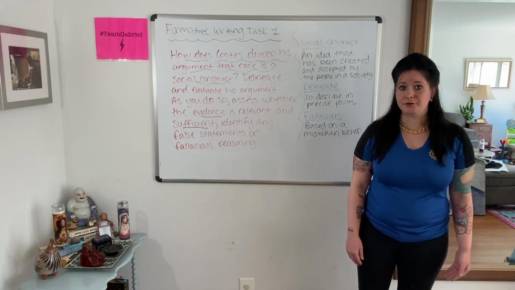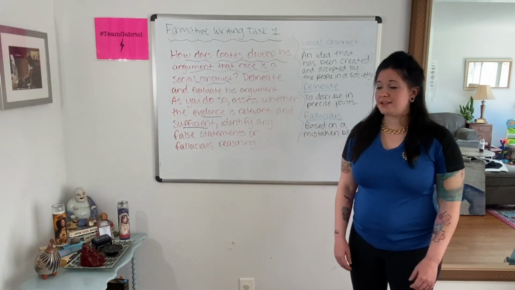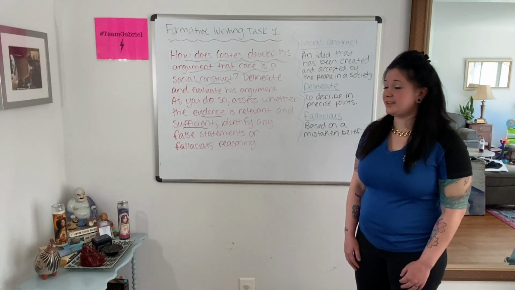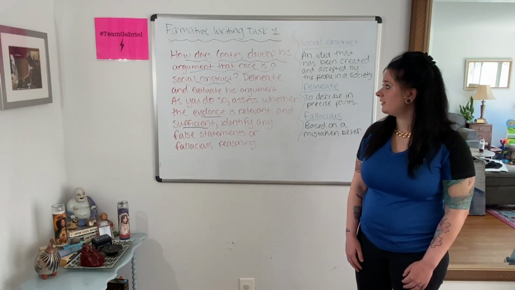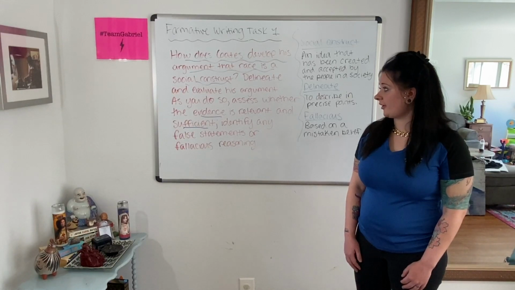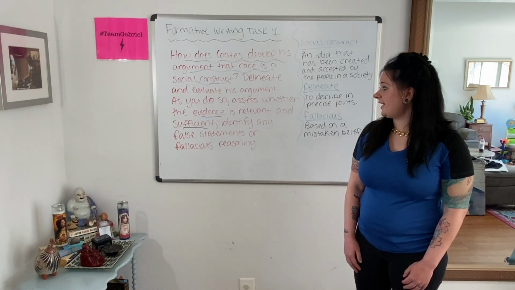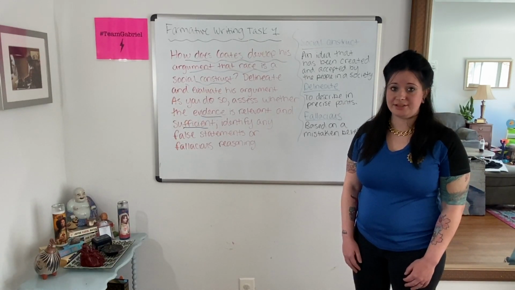So just to review, our prompt for formative writing task 1 is, how does Coates develop his argument that race is a social construct? Delineate and evaluate his argument. As you do so, assess whether the evidence is relevant and sufficient. Identify any false statements or fallacious reasoning.